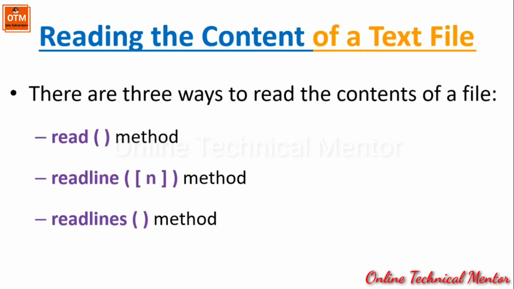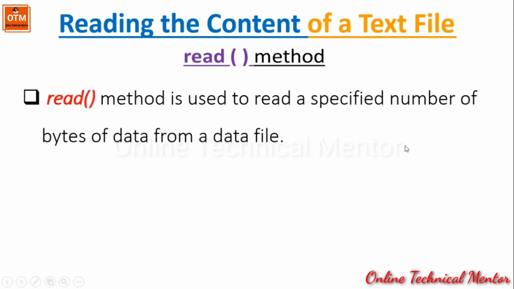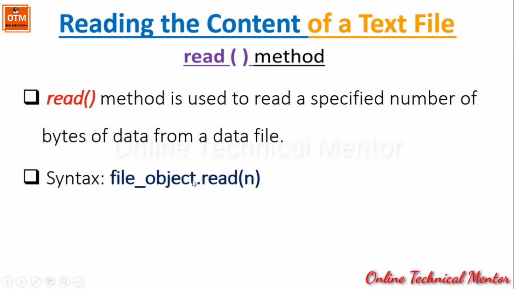Now, let me show you how to read the content of a text file. To read the content of a text file, Python provides you three functions. The first one is read, then readline, then readlines. I will show you the difference between all these three functions by an example. So let's start with the read method. The read method is used to read a specified number of bytes of data from a data file. So if I write some file object name, then dot read within brackets n, suppose n is 10, that means it will extract 10 characters from the file.